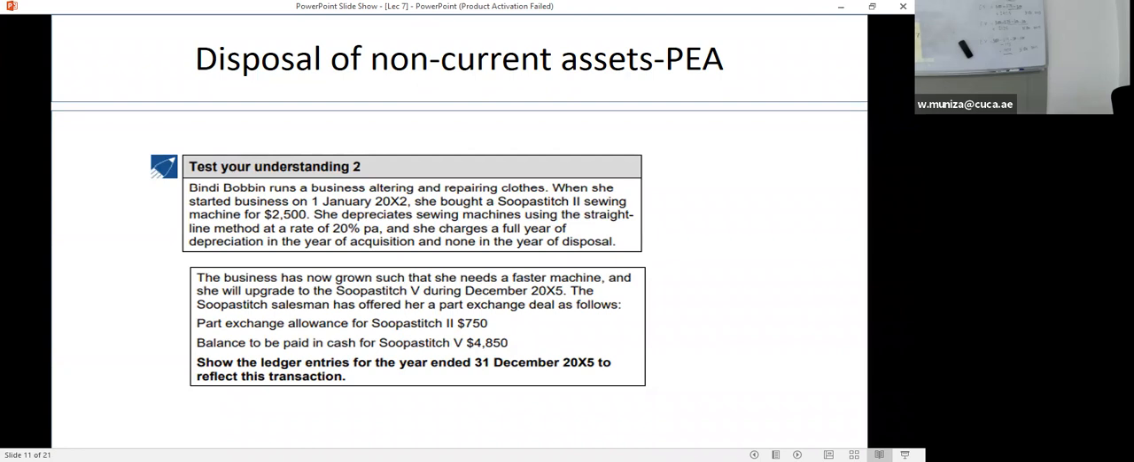Debit non-current asset account. Credit will be disposal account, with the disposal proceeds of the first asset. Part exchange allowance for Super Stitch 2,750. So this accounting entry is going to be passed. And the other accounting entry, debit will be non-current asset account, credit will be cash account. With which amount? 4,850.